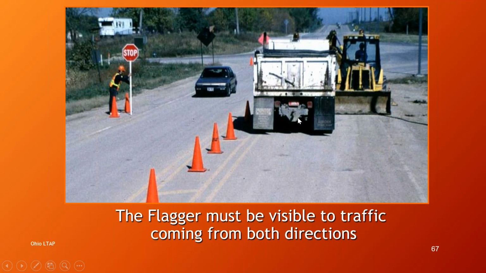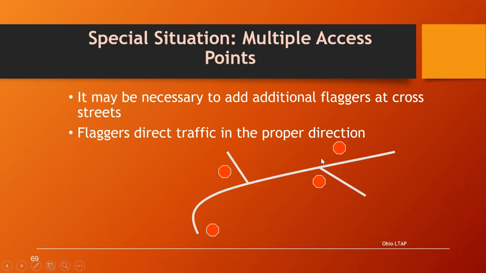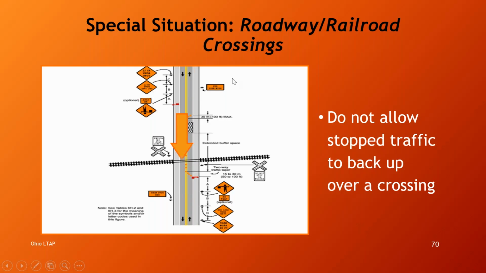The other one is like I talked about a few minutes ago, multiple flaggers, where you have flaggers stationed at intersections and things like that. Another special situation involves railroad crossings. We obviously don't want to allow traffic to stop on the tracks. So you've got your flaggers set up here to ensure that traffic will not be stopped on the tracks.